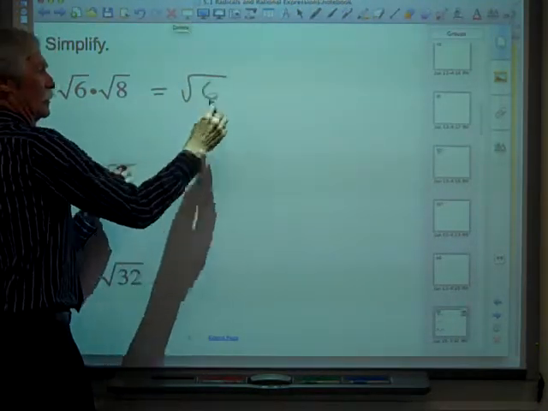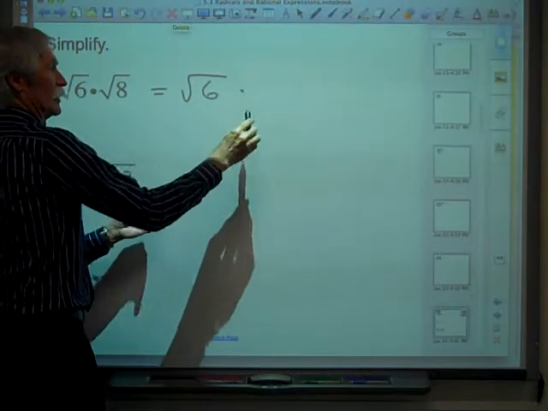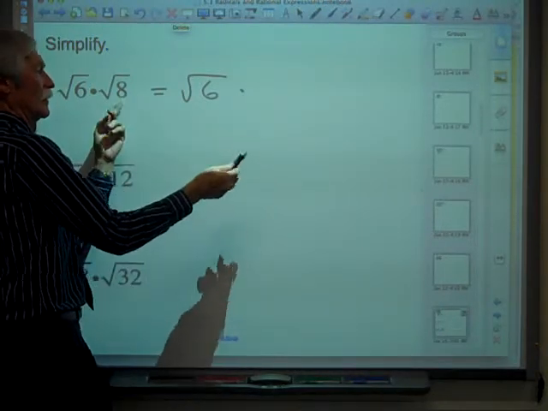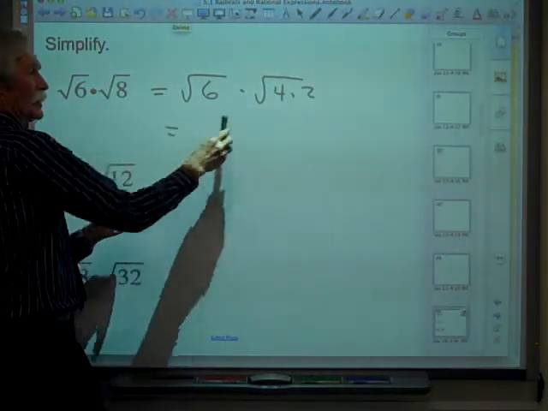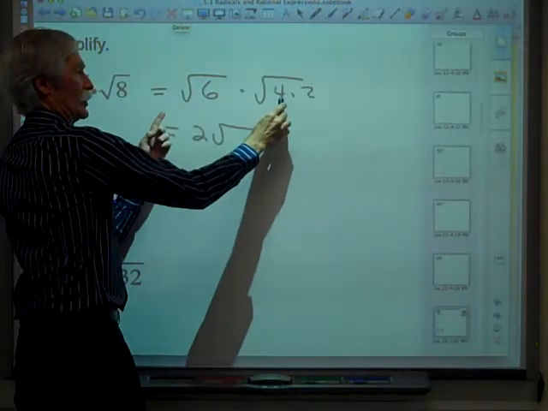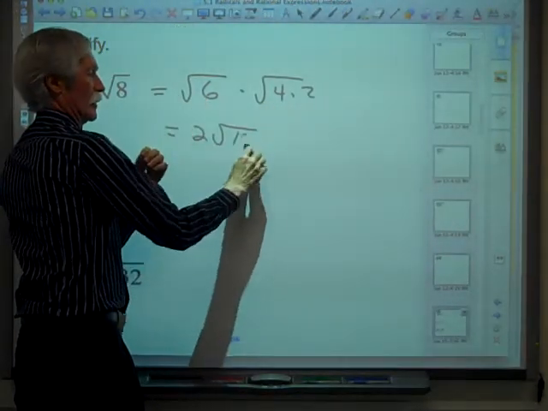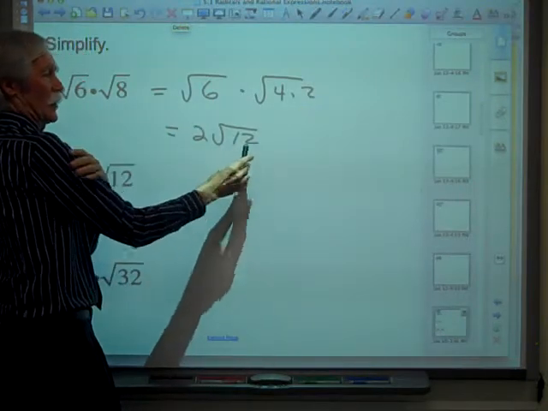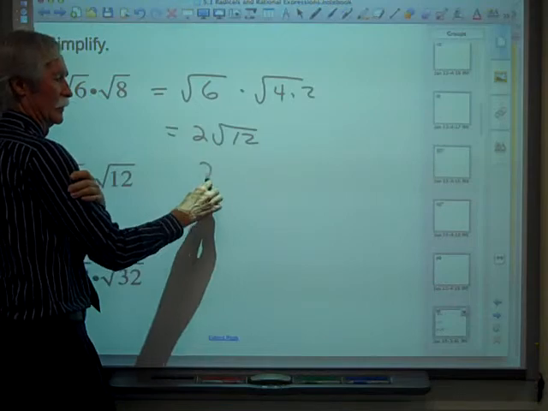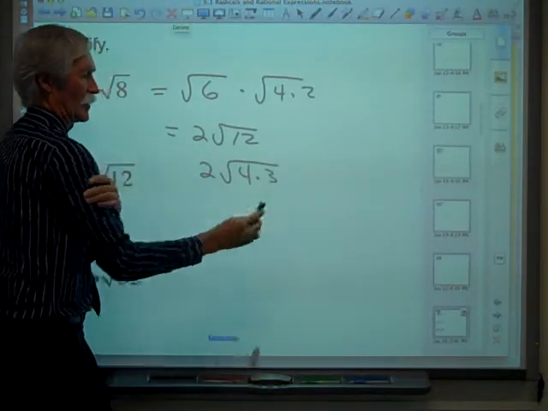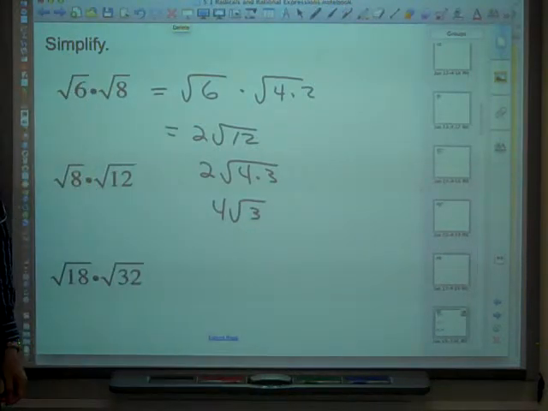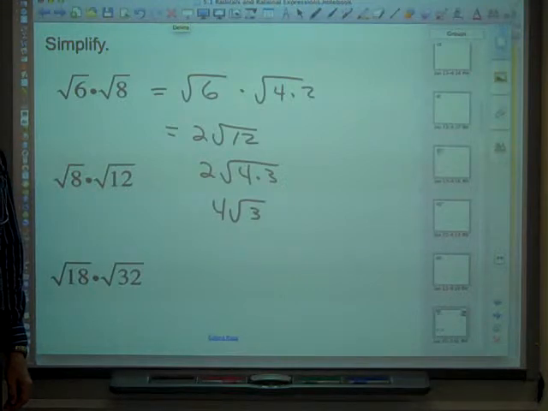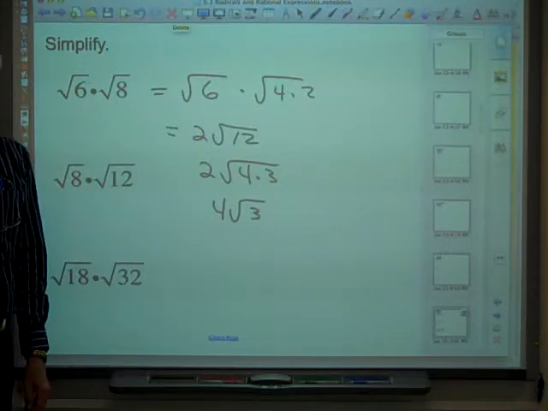One of them actually takes longer. Is there a perfect square inside this? Yep. What's the square root of 4? 2. What's the square root of these guys? Not nice. What's 2 times 6? 12. Is there another square hiding inside there? 4 times 3. What's the square root of 4? 2 times 2. 4 square root of 3. Do you like that better? Up to you.